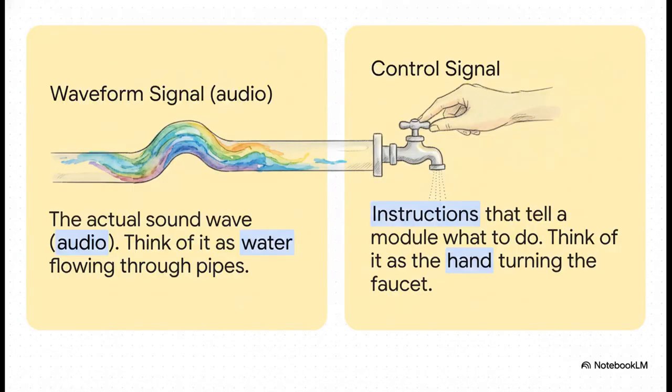Now, before we follow that signal path, there's one really important thing you gotta know. There are two different kinds of signals flying around in there. First, you have the waveform signal. That's the actual sound, the audio itself. Think of it like water flowing through pipes. Then you have control signals. These are just instructions. They don't make any sound at all. They just tell the other modules what to do. They're like the hands that turn the faucets on and off.